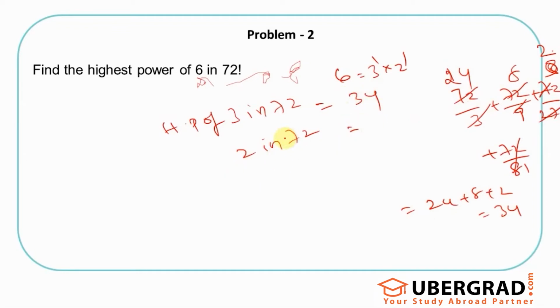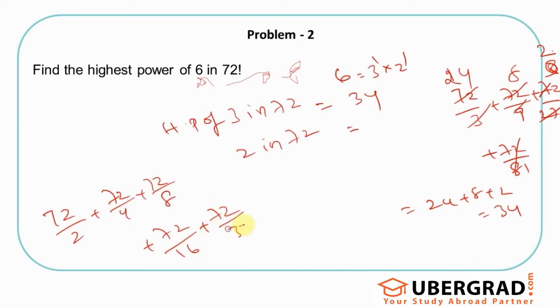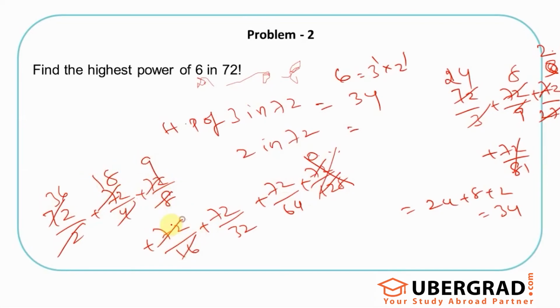Highest power of 2 in 72: 72 by 2 is 36. 72 by 2 square is 4, giving 18. 72 by 2 cube is 8, giving 9. 72 by 16, 2 power 4, gives 4. 72 by 32, 2 power 5, gives 2. 64 is 2 power 6, and 72 by 64 is 1 point something. So that will be 36 plus 18 plus 9 plus 4 plus 2 plus 1.